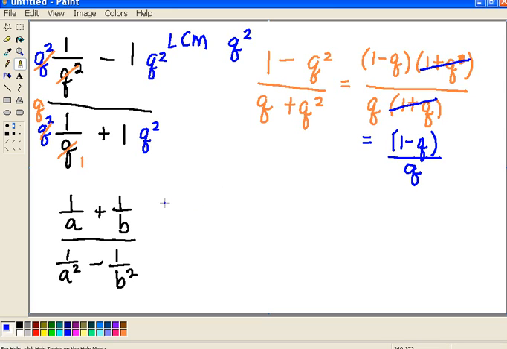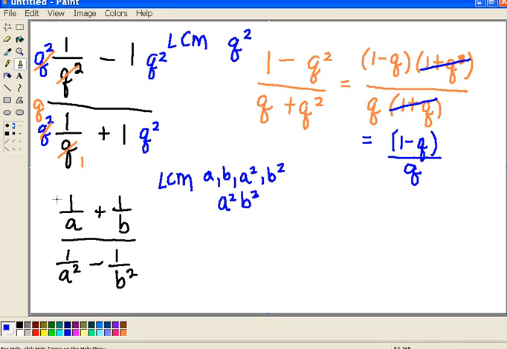So let's turn our attention to the second example. I'm looking for the LCM. Again, I'm looking for the common multiple of all my denominators. I have an a, I have a b. I have an a squared, I have a b squared. So the LCM is going to actually be my highest power of each variable. So it's going to actually be a squared b squared.